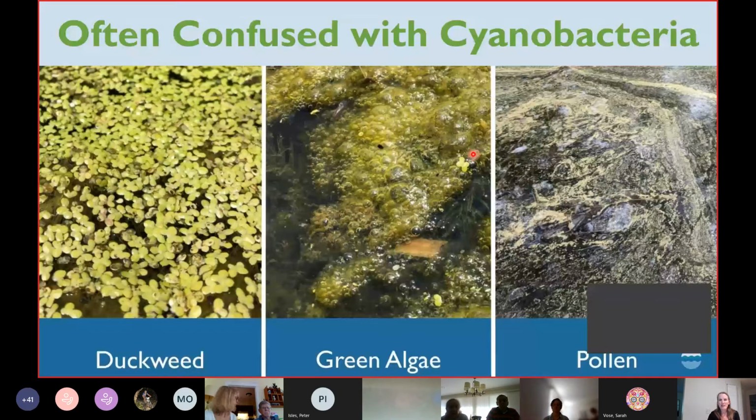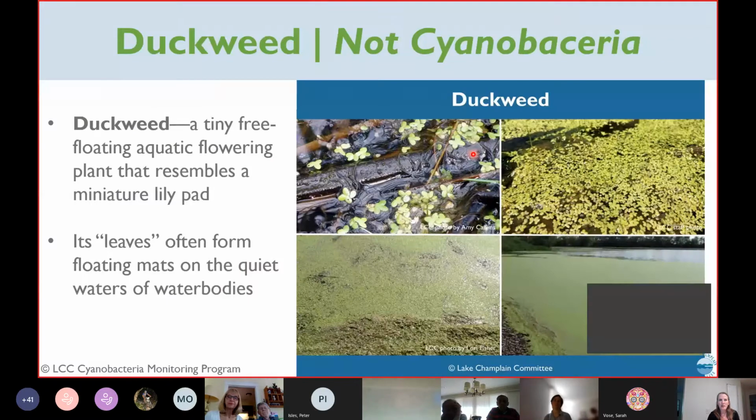Before I talk about cyanobacteria and show you some more pictures, I want to go into phenomena that are often confused with cyanobacteria. The top three are duckweed, filamentous green algae, and pollen. Duckweed is a tiny, free-floating aquatic flowering plant. If you look up close, it looks a lot like little lily pads, but from a distance, it can often present like cyanobacteria, particularly that pea soup green color.